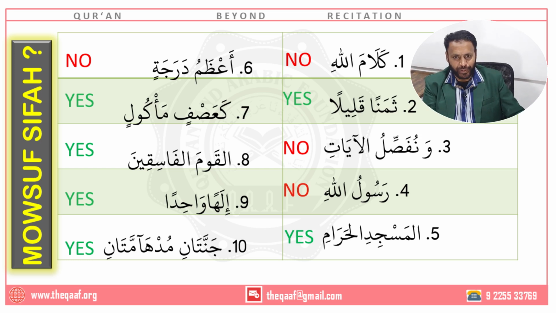Okay, what about this one? Wa nufassilul ayat. No, sir. No. Status has al. Okay, yeah, you can go. Lots of things are mismatching. Moreover, one is proper, one is common.